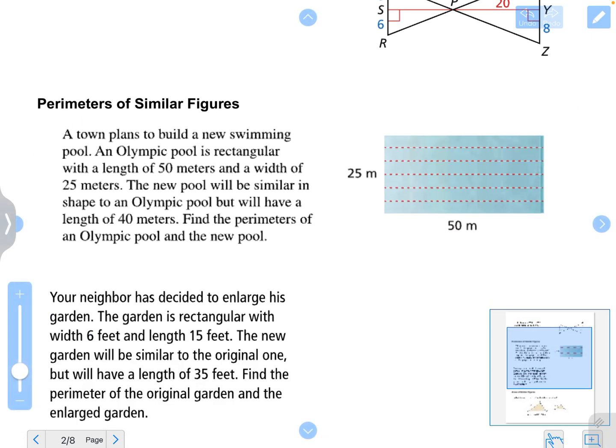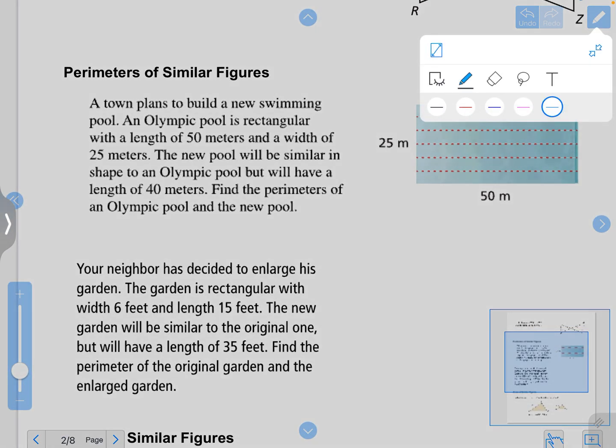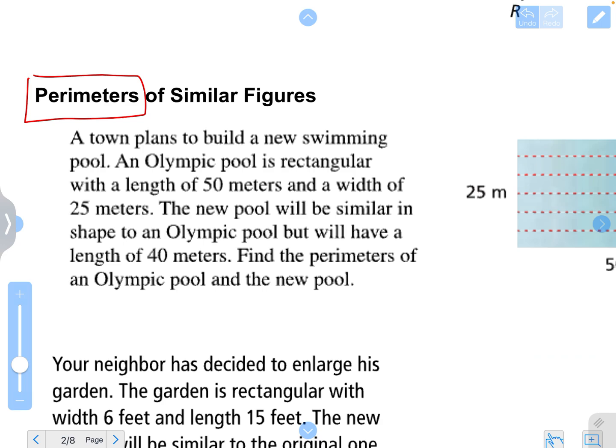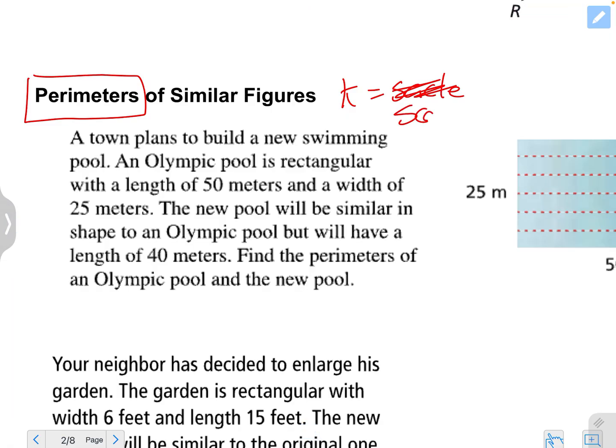We're going to skip that one because you should have it down. So for perimeter, when we talk about perimeter, perimeter's scale factor is simply K. So K is the scale factor. Oh, I can't spell today, guys, sorry.